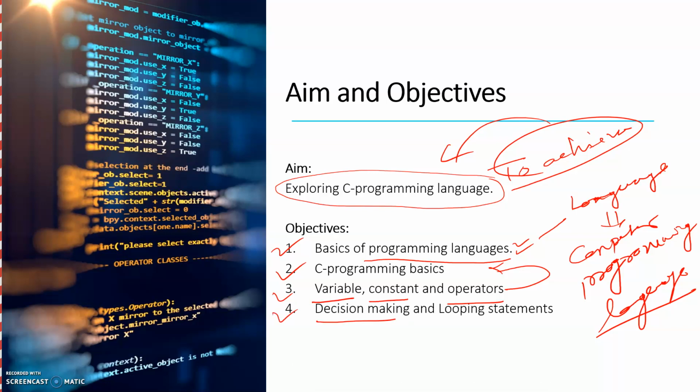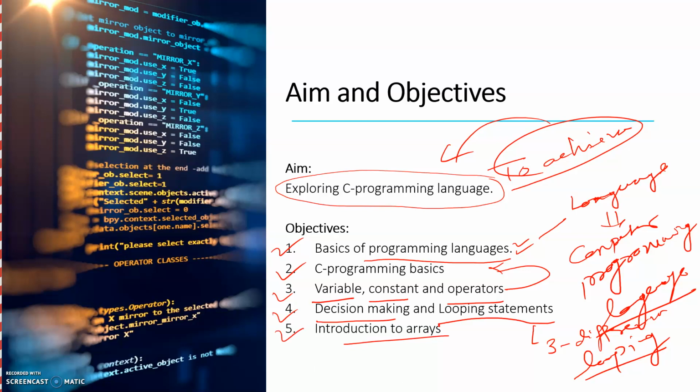We'll discuss various types of decision making statements given in C programming language, and looping statements that are given in C programming language. All in all, we will discuss 3 different types of looping statements. And the last objective which I have given here is introduction to arrays. So we will discuss these 5 objectives in different parts of video lectures to achieve this aim.